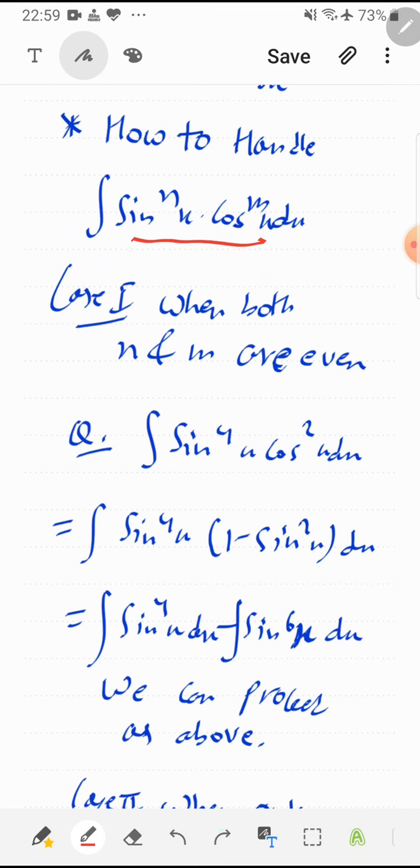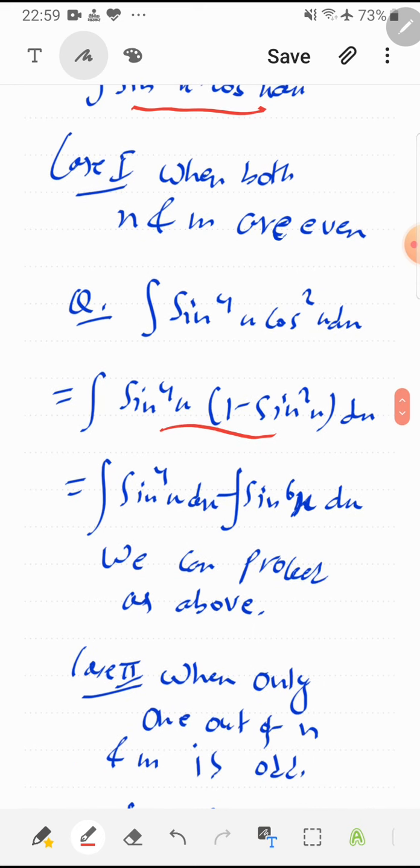Again, when these are even, our question is going to be lengthy, like sine raised to the power 4 into cos square x. So it is sine raised to the power 4x into 1 minus sine square x. So after opening the bracket we can get 2 integrals, and we can proceed as we have discussed above.